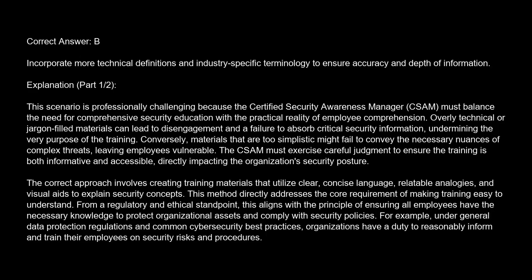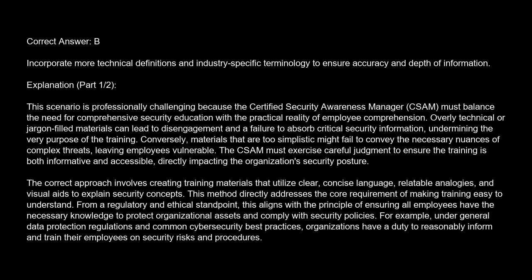The correct answer is B. Incorporate more technical definitions and industry-specific terminology to ensure accuracy and depth of information. Explanation. This scenario is professionally challenging because the Certified Security Awareness Manager, CSAM, must balance the need for comprehensive security education with the practical reality of employee comprehension.